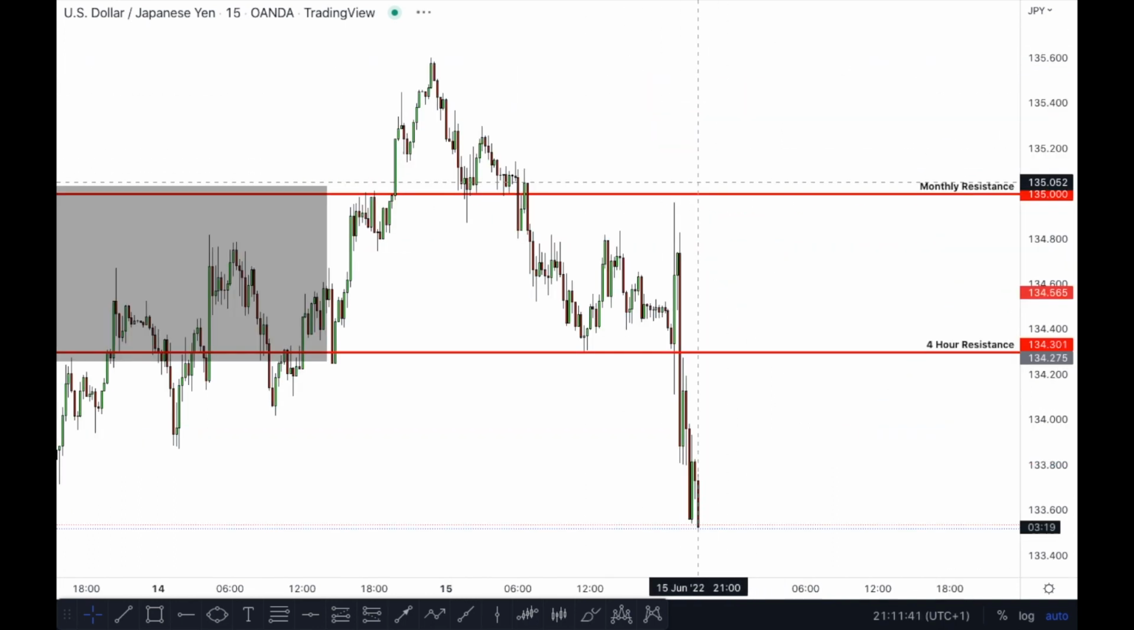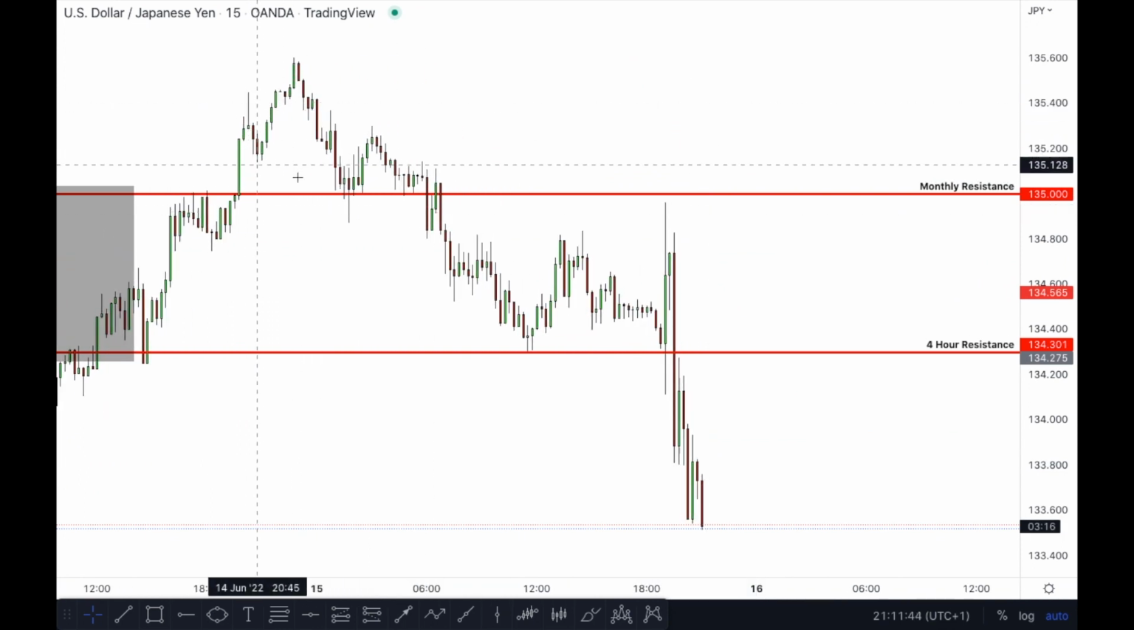If you couldn't get in there, again, you can go down to a lower time frame. Always remember that when you have this price action marked out on your chart.